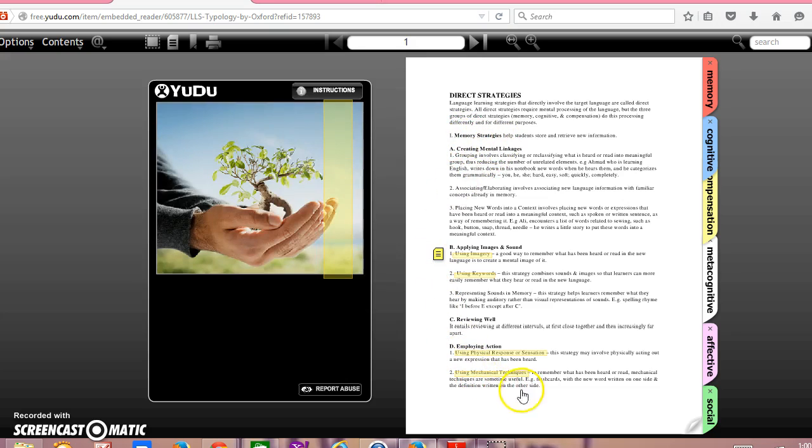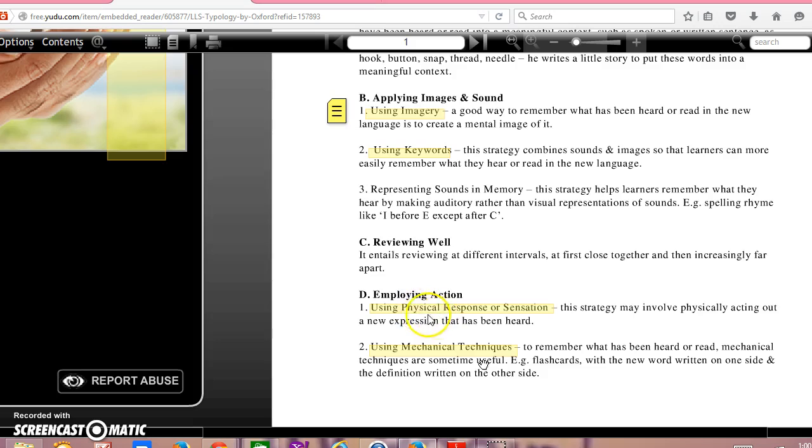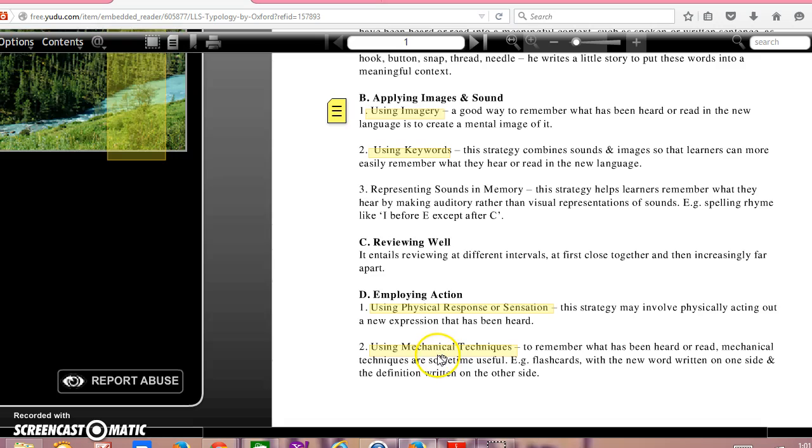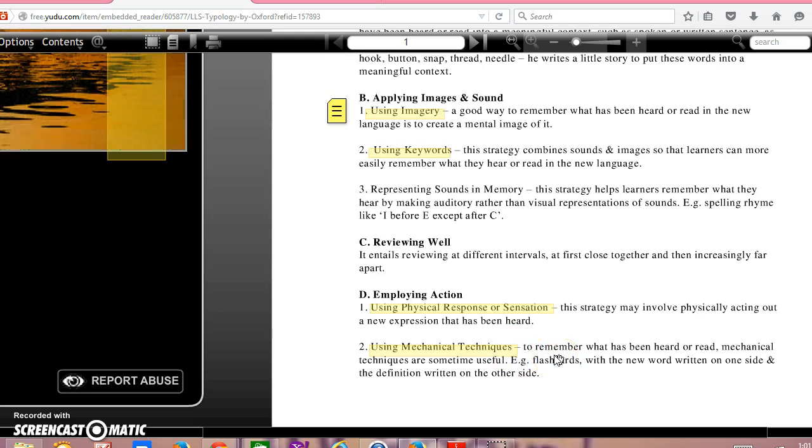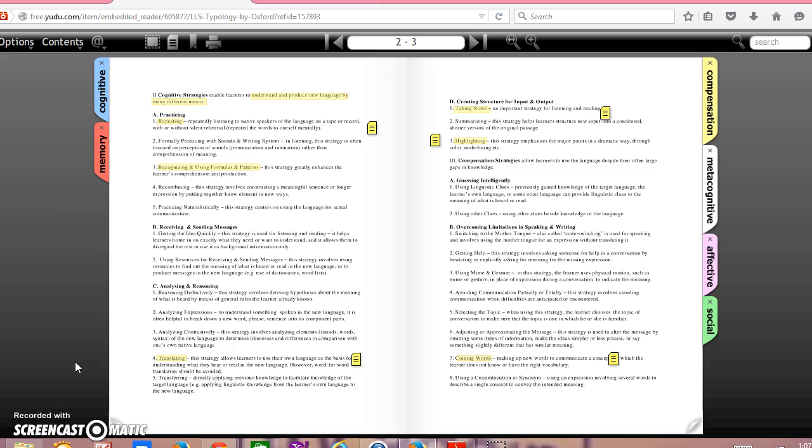So the next one is employing action. Sometimes I practice using physical response or sensation. This is where it may involve physically acting out the new expression that has been heard. And also the second one is using mechanical techniques, the flashcards. Sometimes I use flashcards for my presentations. It helps me to jot some new words written on one side and also the definition written on the other side. Alright, now let's take a look at the next page.